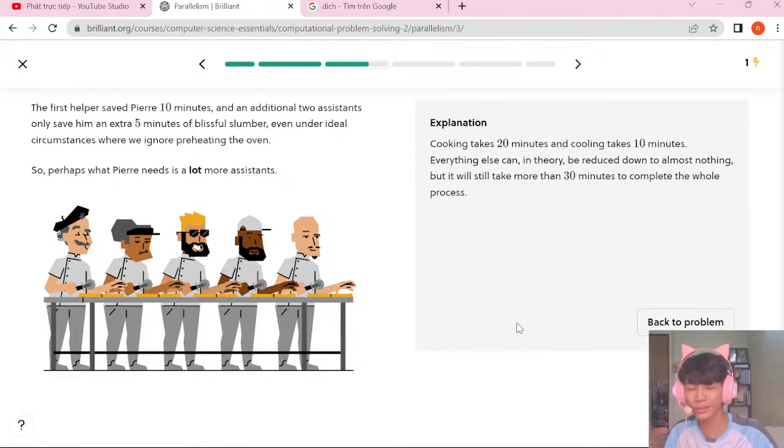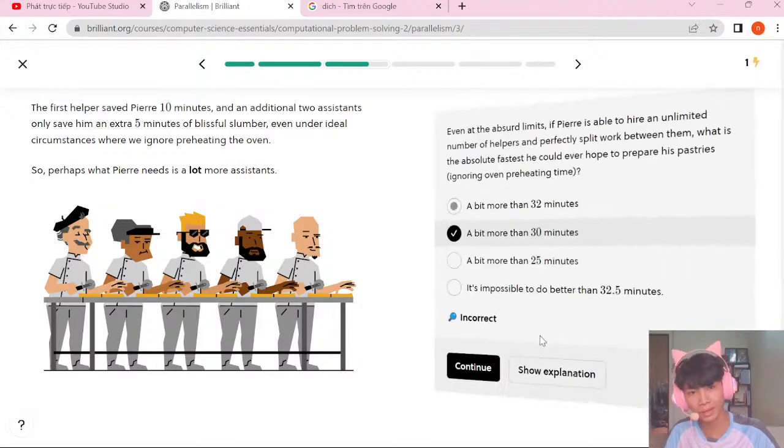His cooking takes 20 minutes and cooling takes 10 minutes. Everything else can, in theory, be reduced down to almost nothing, but it will still take more than 30 minutes to complete the whole process. Okay, understand?